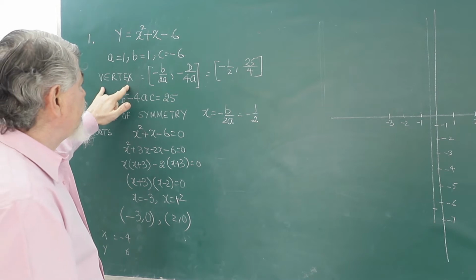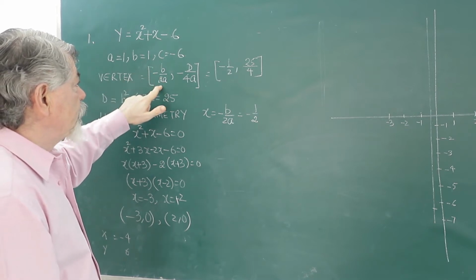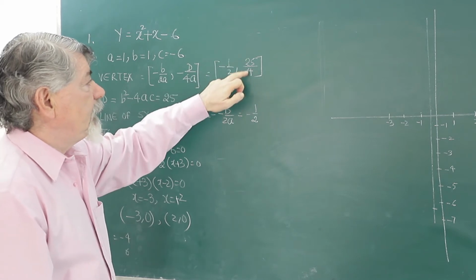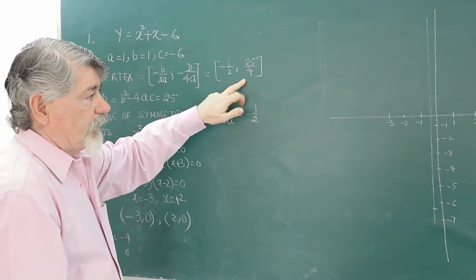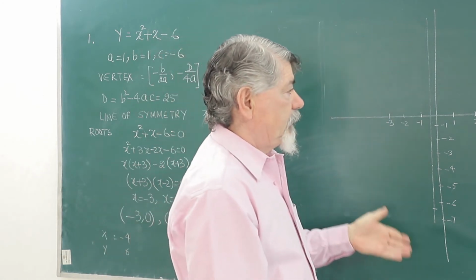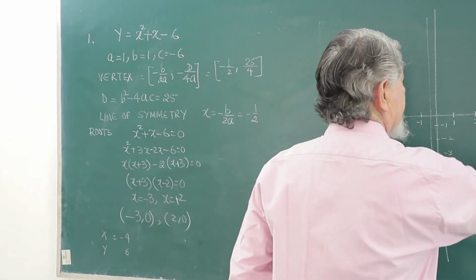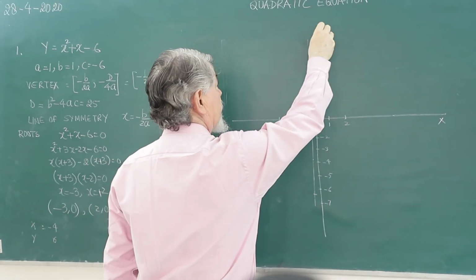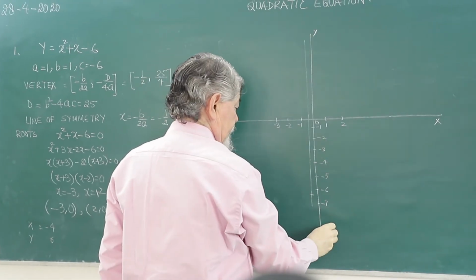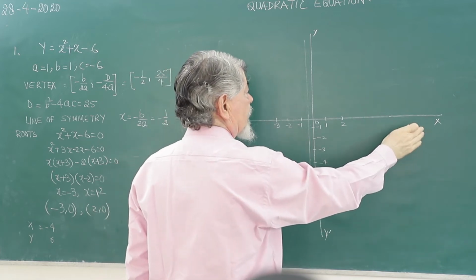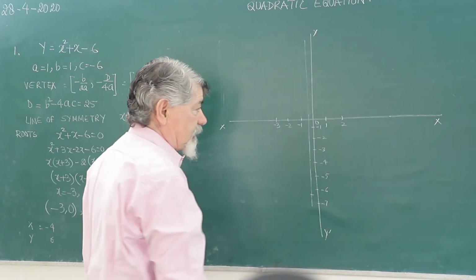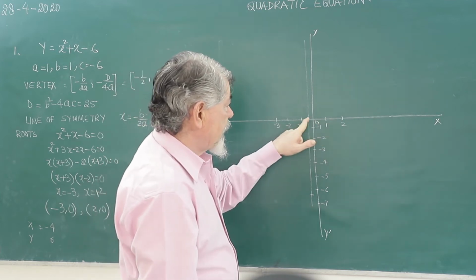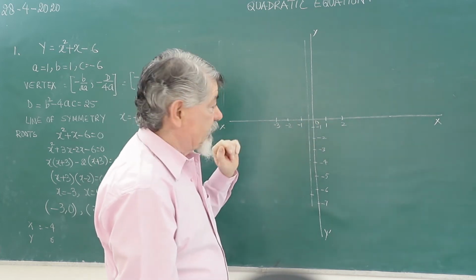So when we look at the vertex, it is minus b upon 2a, minus D upon 4a, that is minus 1 upon 2 and minus 25 upon 4. I have already drawn here axes. This is x-axis, this is y-axis, this is origin. The horizontal axis, x-axis, the vertical axis, y-axis. And I have written the points 1, 2 this side, minus 1, minus 2, minus 3 this side.